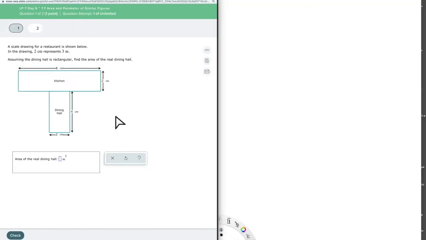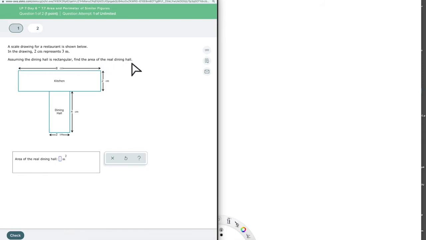All right, let's go ahead and get started here. So a scale drawing for a restaurant is shown below. All right, so we have a scale drawing. In the drawing, 2 centimeters represents 3 meters. Sorry, I don't know why I said 8. I saw 8 here and said 8 meters. 3 meters. Assuming the dining hall is rectangular, find the area of the real dining hall.